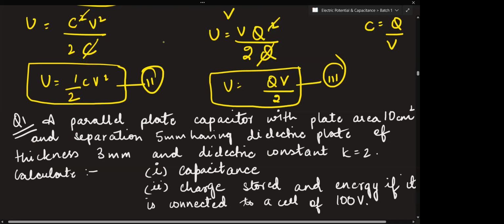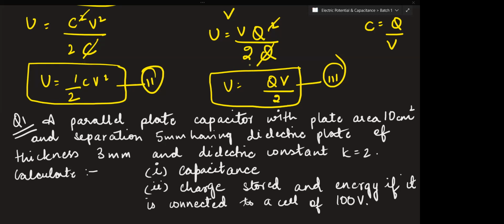Fahad, you were asking about the numerical portion. Here this is a combined question, because capacitance is not a solo topic. Energy is of the capacitor only, so capacitance and energy of this capacitor are linked topics. You have to find out the capacitance, the charge that is stored, and the energy if it is connected to a cell of 100 volt.